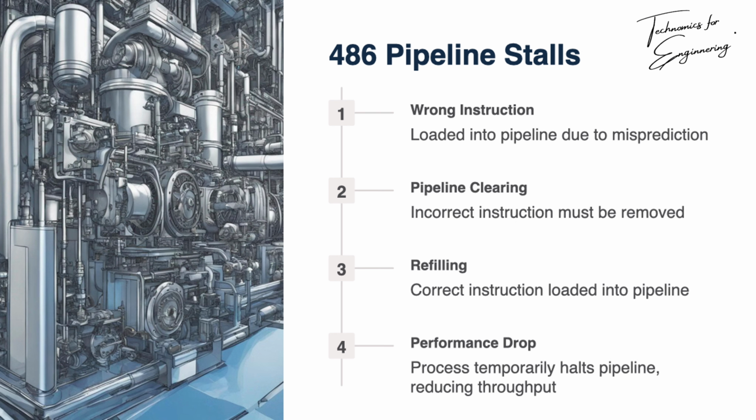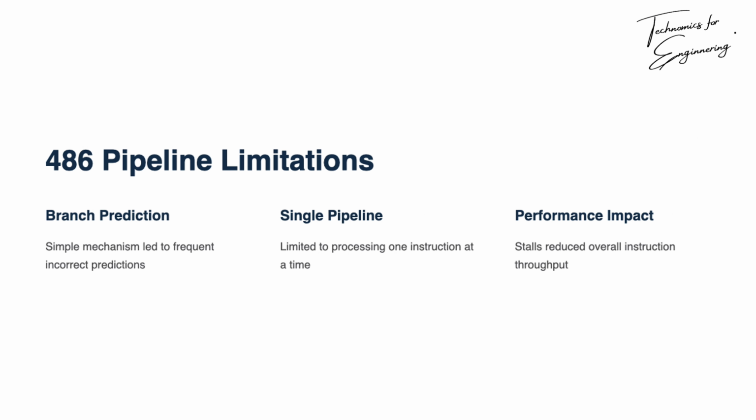While the 486's pipeline was innovative for its time, it had clear limitations, especially regarding branch prediction. Incorrect predictions could lead to frequent pipeline stalls, reducing the overall instruction throughput and impacting performance. To address these issues, Intel needed to develop more advanced pipeline technologies and branch prediction mechanisms in its next-generation processors, which brings us to the Pentium.